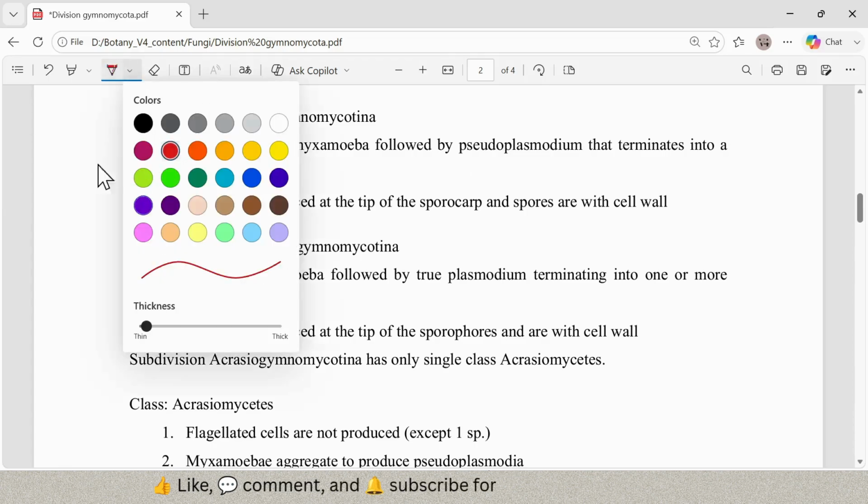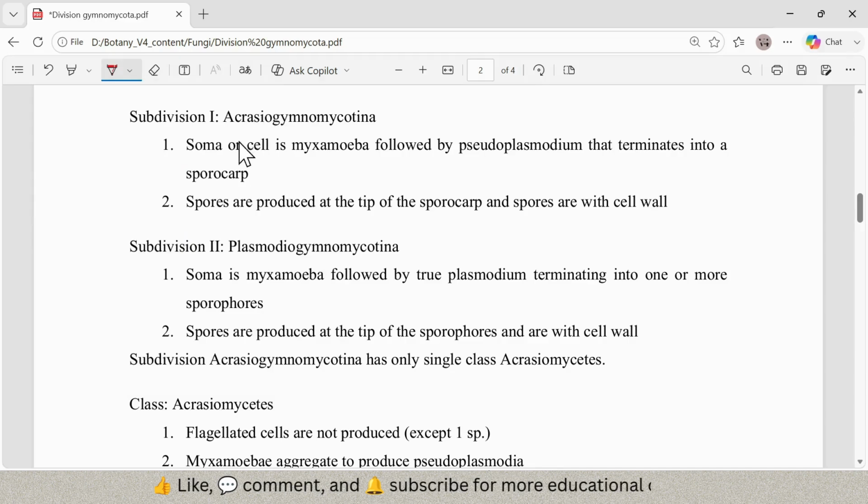First is subdivision 1, that is Acrasiogymnomycotina. Here the organism starts as myxamoeba, that means amoeba-like cells. So here the soma or cell is myxamoeba, followed by pseudoplasmodium that terminates into a sporocarp. So here the organism starts as myxamoeba, that is amoeba-like cells. These cells come together to form a pseudoplasmodium, that is a temporary aggregation. This develops into a sporocarp which produces spores, and spores have a cell wall.